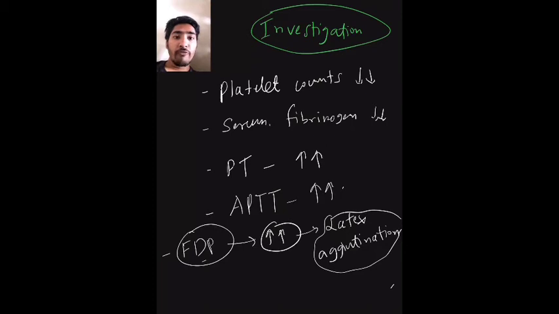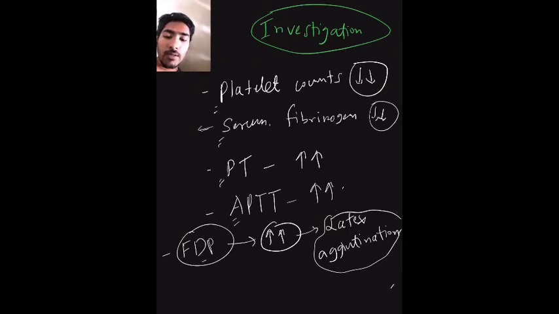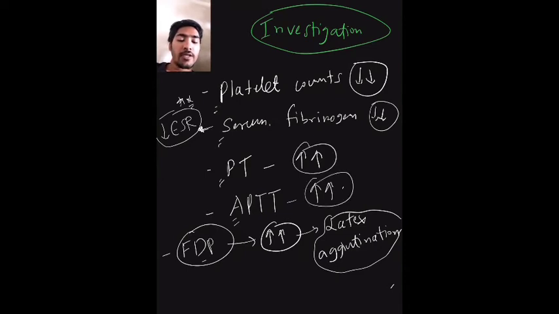Investigations that you can do in this DIC, that is disseminated intravascular coagulation, are platelet count, serum fibrinogen, prothrombin time, and activated partial thromboplastin time. What happens to platelet counts, friends? It is reduced. Then serum fibrinogen is reduced. When serum fibrinogen is reduced, there is reduced ESR. Include this point also. And prothrombin time is increased, activated partial thromboplastin time is increased, and fibrin degradation products are increased, which can be diagnosed by latex agglutination.